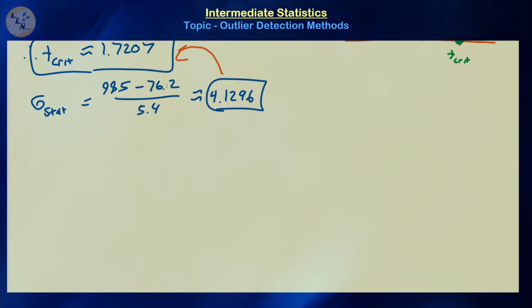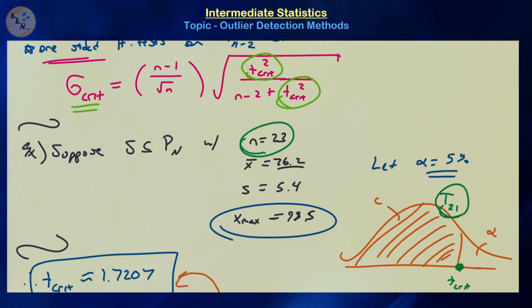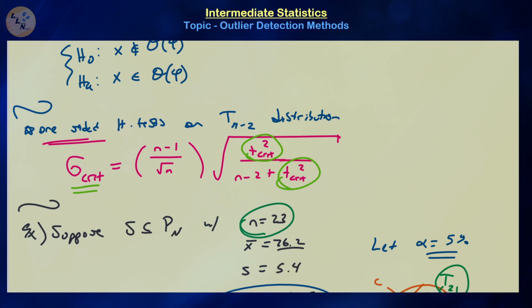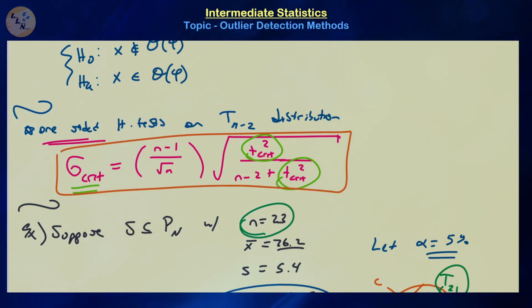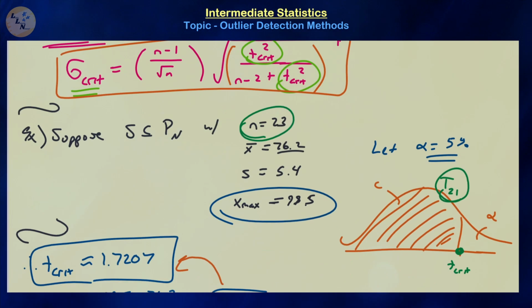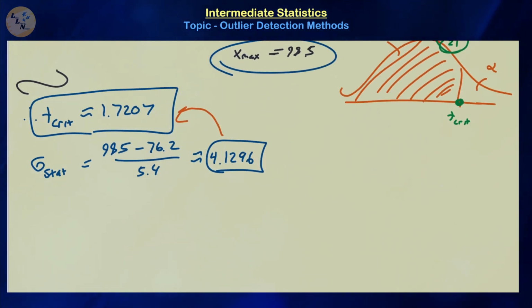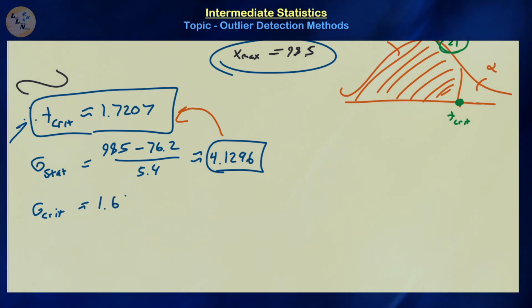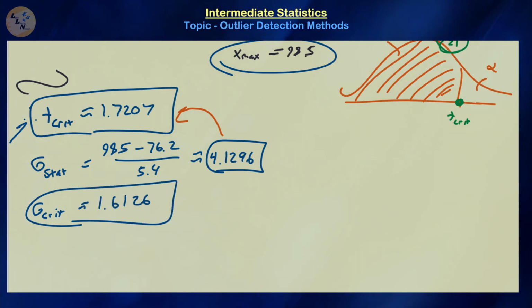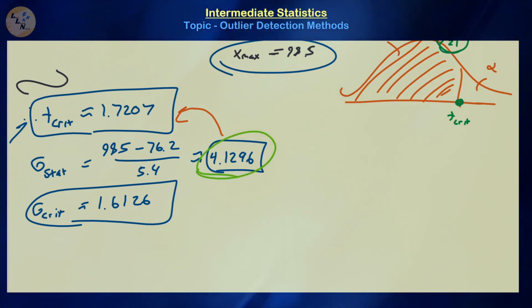So our G critical value, remember, uses this T critical value in its calculations. So the G critical value uses this, so sample size minus 1 over square root of sample size, and then the square root of that fraction. Right? So once you calculate your T critical value, plug that into your G critical value formula, and that's going to give you G crit is approximately equal to 1.6126. So our question is 4.12 significantly large?